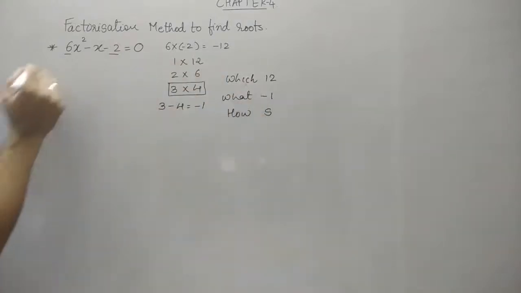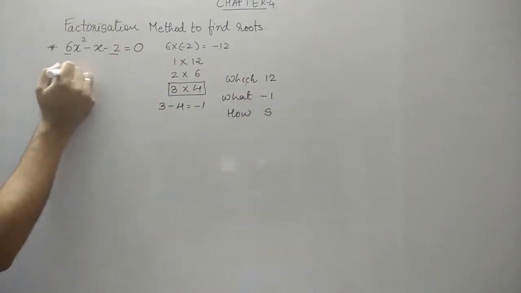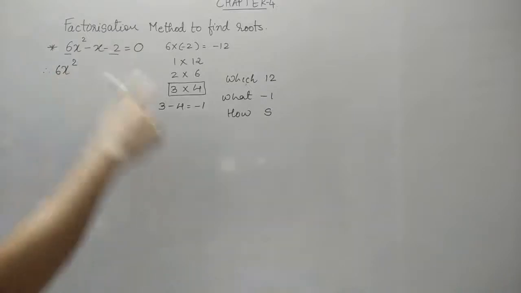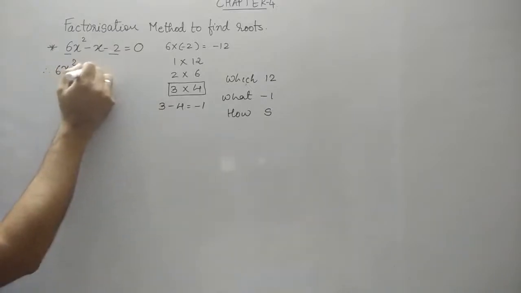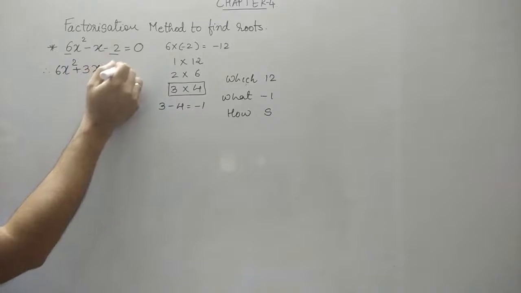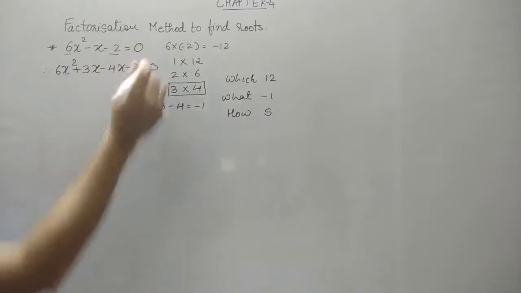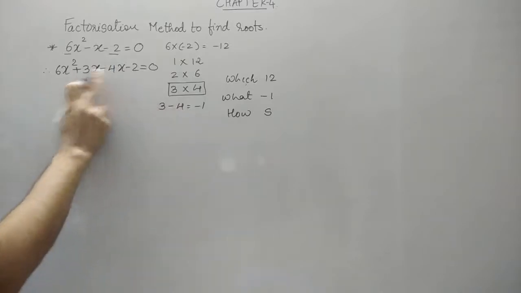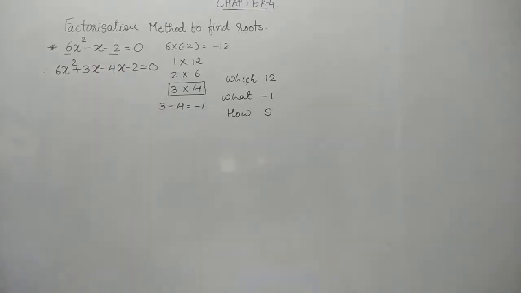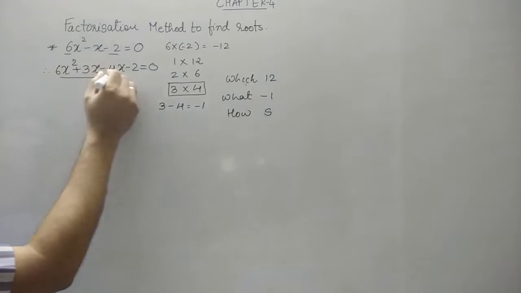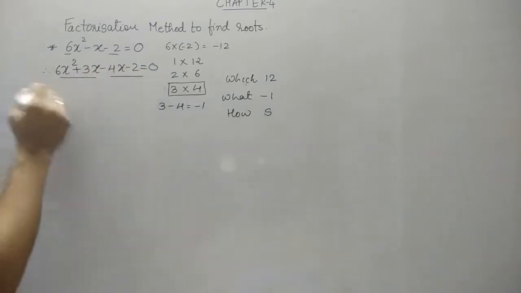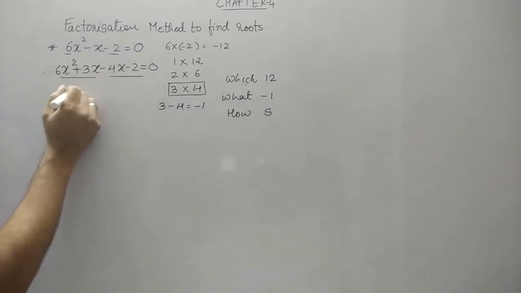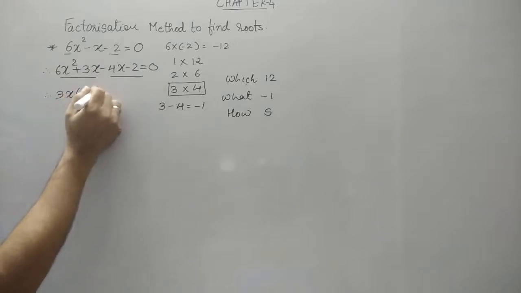Now what do we have to do? It is 6x square, and we write the factors as 3x minus 4x minus 2. Our factors are 3 and minus 4. You can change the order; you can write minus 4x plus 3x, it doesn't matter. Now take common from the first two and the last two terms. The common factor is 3x, so it remains 2x plus 1.